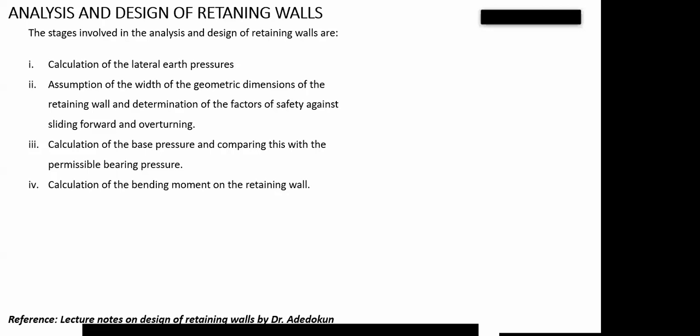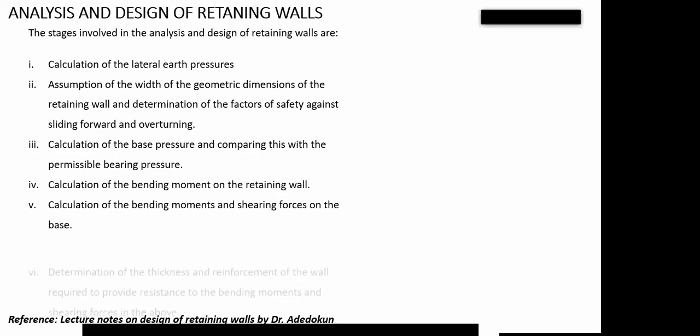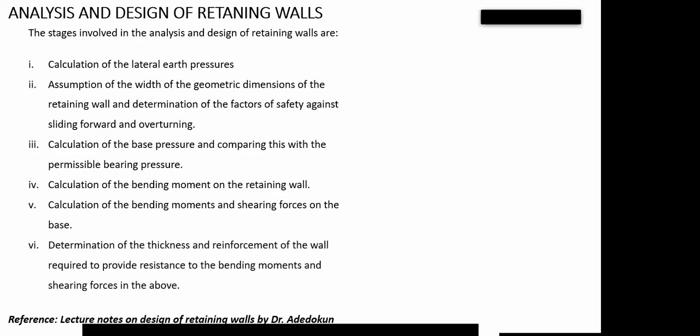You calculate your bending moment. Obviously, whenever you want to design, we are designing to resist what? The effect of shear forces and bending moment. And then we calculate the shear forces also, and we determine the thickness and reinforcement that can provide resistance to the bending moment and shear forces. So, a sample design exercise. Thanks to Shion, I was able to get this from his notes. So let's get to it.